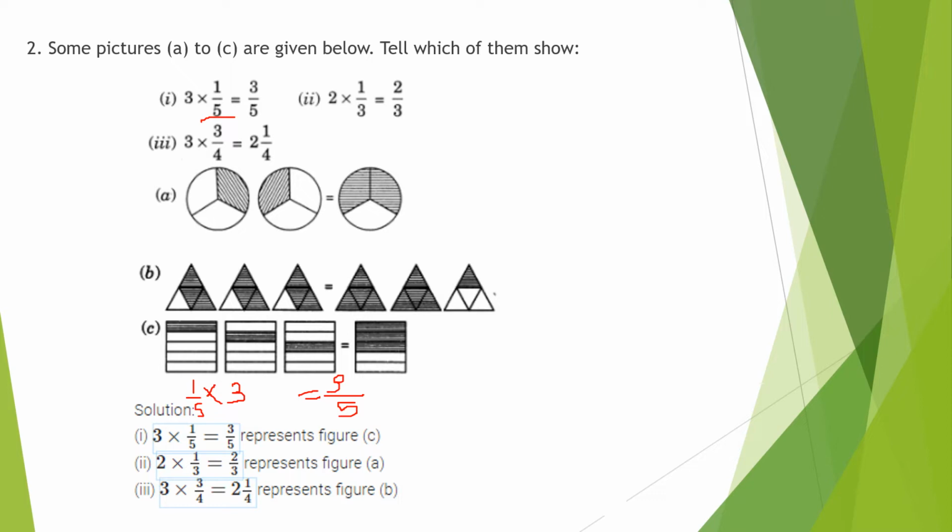The third one, 3 into 3 by 4 equal to 2 integer 1 by 4. That means two full figures and one figure is shaded, one part out of 4. 3 by 4 means a figure is divided into 4 parts and out of 4, 3 are shaded. Here see the triangle is divided into 4 parts and out of these 3 are shaded. So the pictorial representation of question 3 is B.